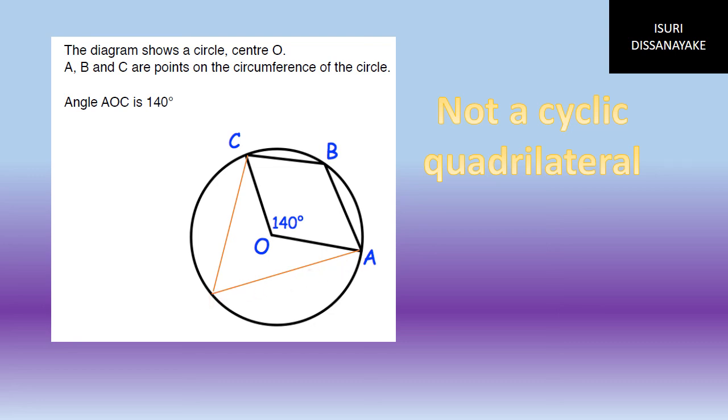The first thing we can do here is, the angle at the center O is twice the angle at the circumference. So this angle you can say is 70 degrees. Then it is a cyclic quadrilateral. 70 plus angle B is 180. It adds up to 180.